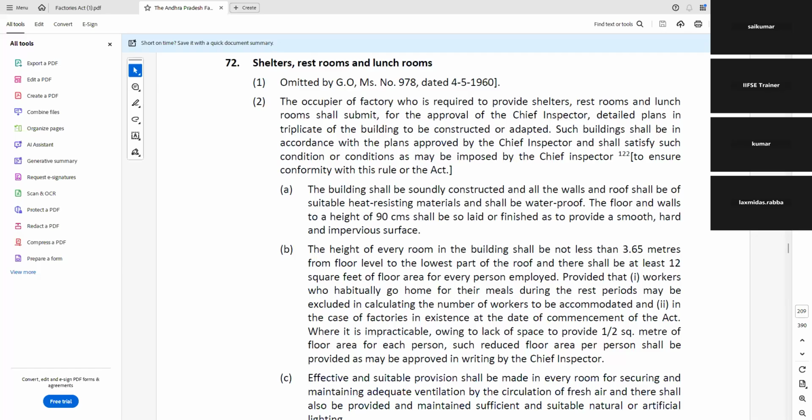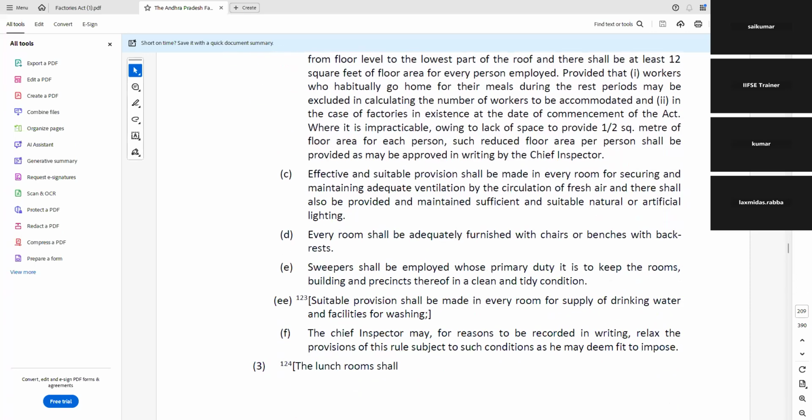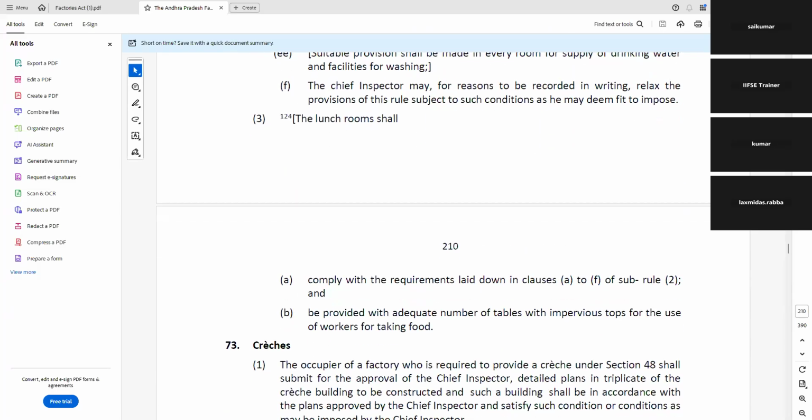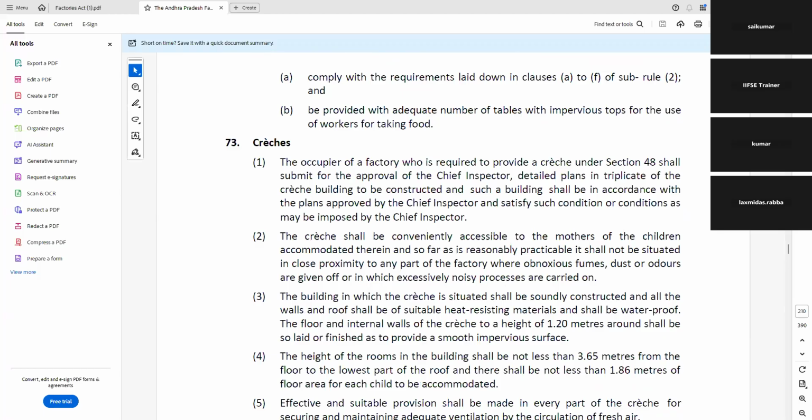Sometimes what will happen, especially in the cement plants where they have their quarters within the factory, usually they go to the quarters and have lunch and come. So in such cases you can exclude such people in the calculation of this accommodation. Okay, so these are the requirements.